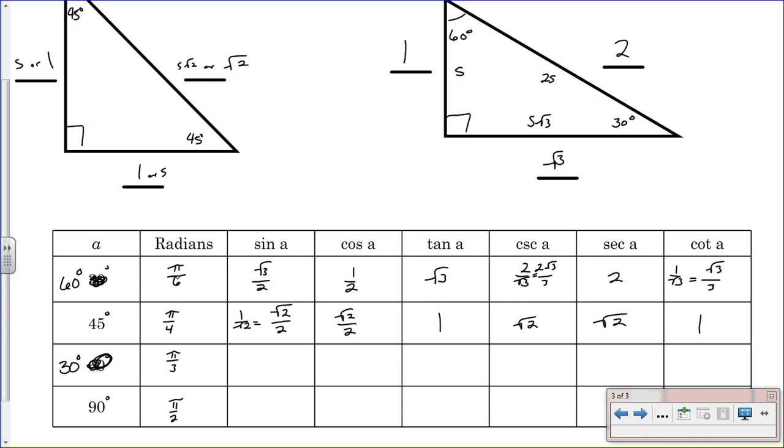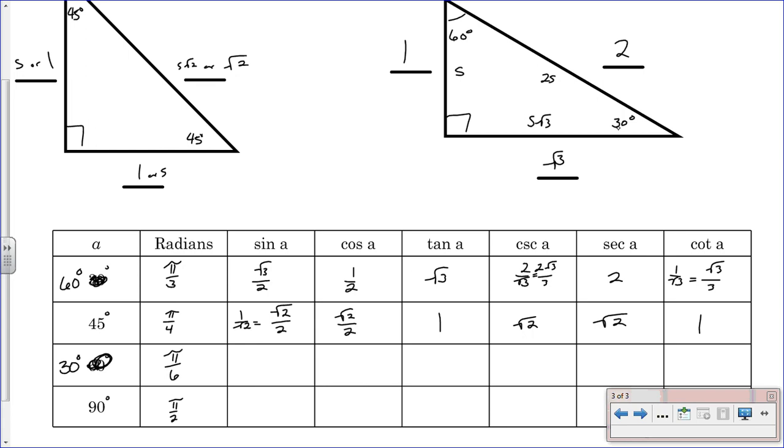Okay. This is now radians here. This will be your pi over 3. And this will be the pi over 6. Alright, so just make those couple corrections. That'll be the quickest way to correct than trying to correct all of these. Alright. So now let's look at 30.